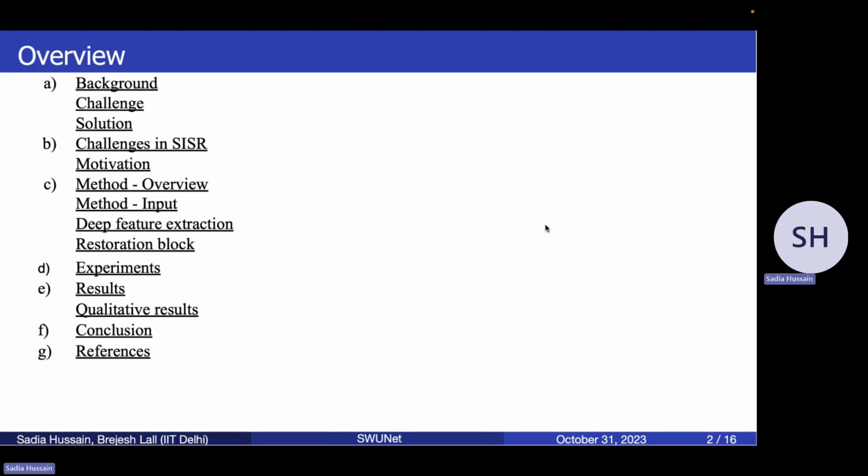A brief overview of the presentation. I have prepared the background, the challenge, and the solution to the challenge. The challenge in single image super resolution, and the motivation behind using our proposed method. Then the overview of our method, the input to our method, and two succeeding blocks. Finally, the experiments conducted in our work, the results, and the qualitative results.